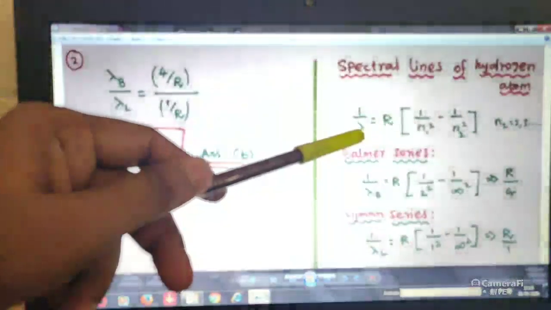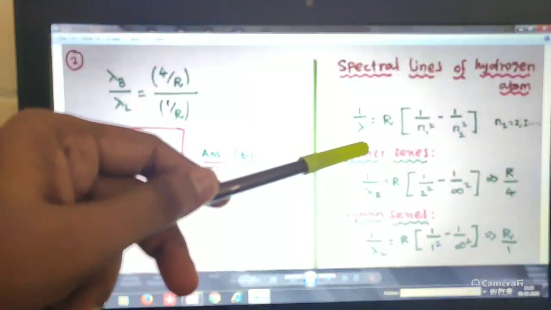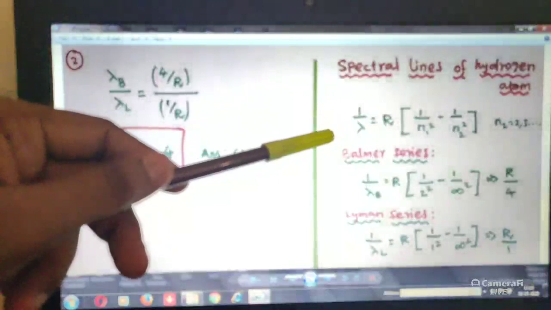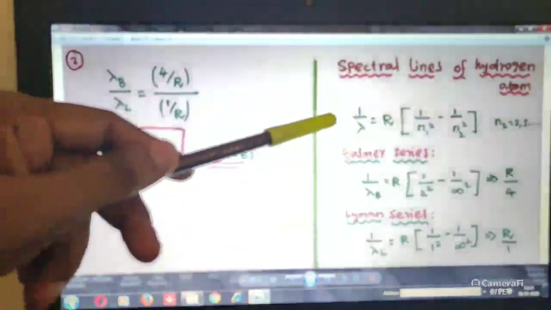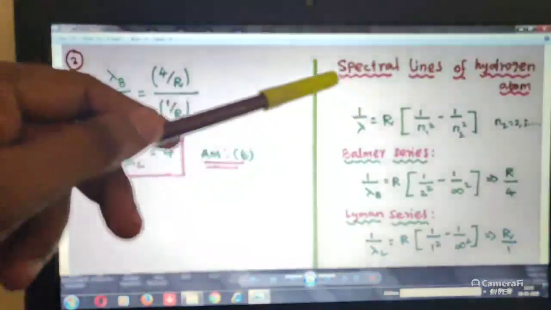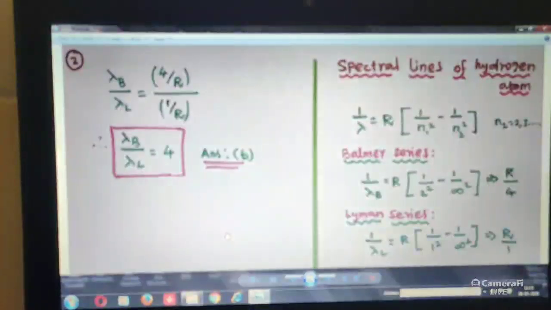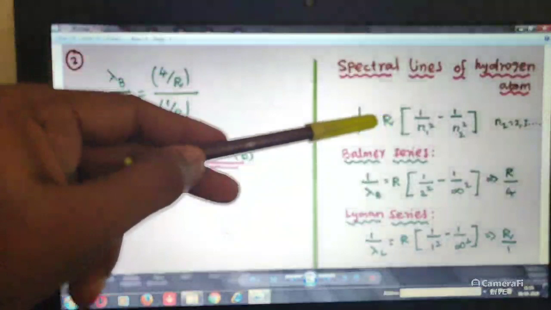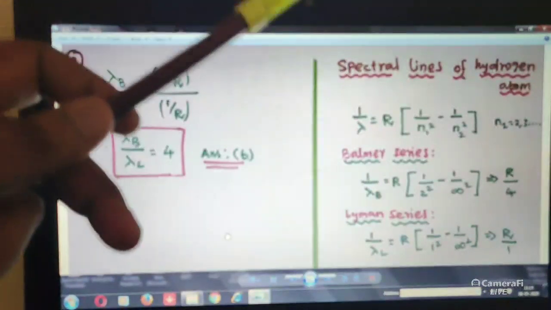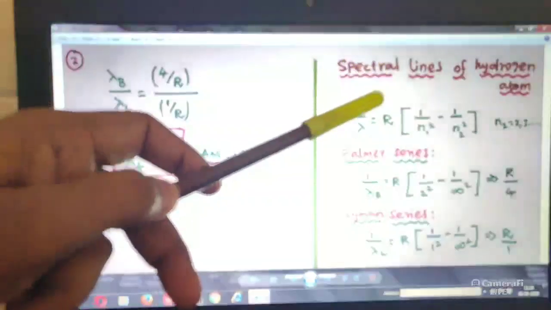So 1 by lambda is related to the wavelength. One more idea: 1 by lambda is nothing but the wave number, while lambda is the wavelength. The wave number is represented by nu bar. Then R means the Rydberg constant, which is 1.0994 into 10 power 7 per meter.